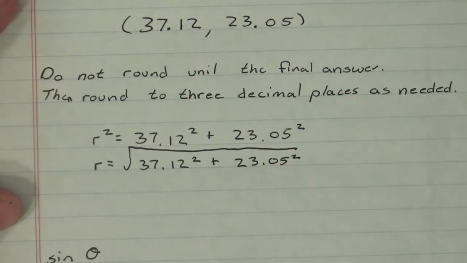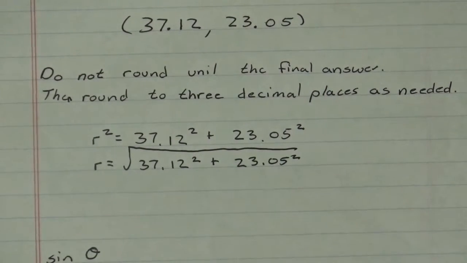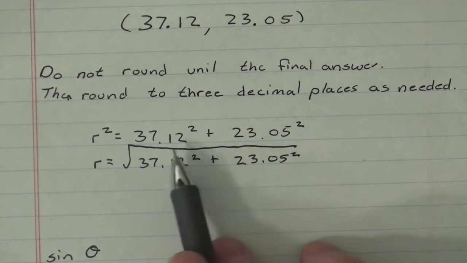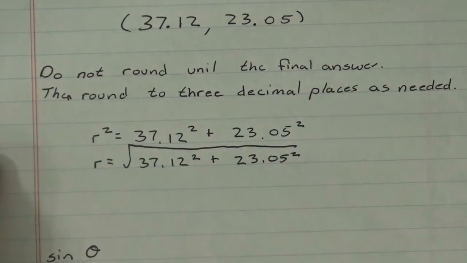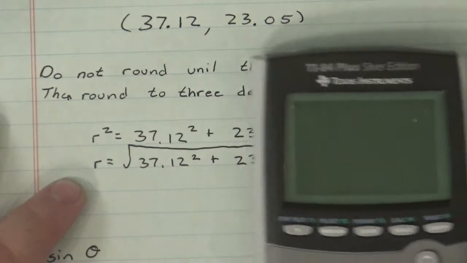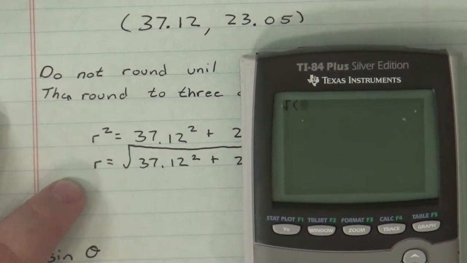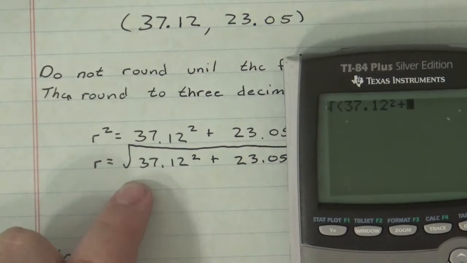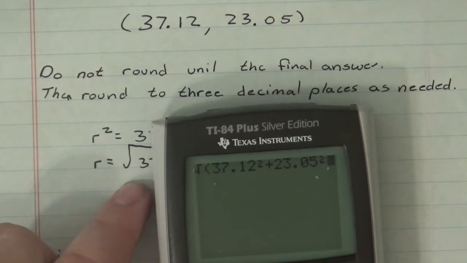23.05 squared. Now, I told you that you are not to round until the final answer. So how do we go about doing that? Because this is going to give us some weird little number. Well, let's just go ahead and find out what r is anyway. So we're going to hit the second square root, and then we're going to plug everything in. We're going to say 37.12 squared plus 23.05 squared. And then we're going to close that all the way in.